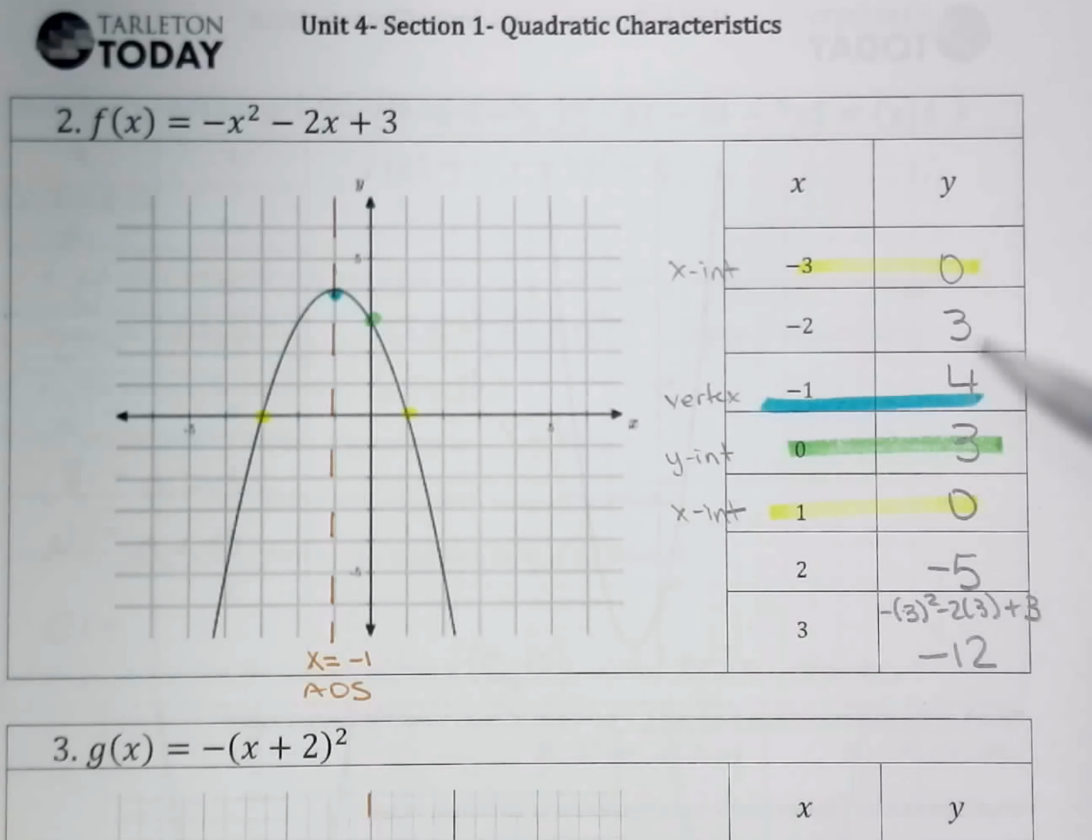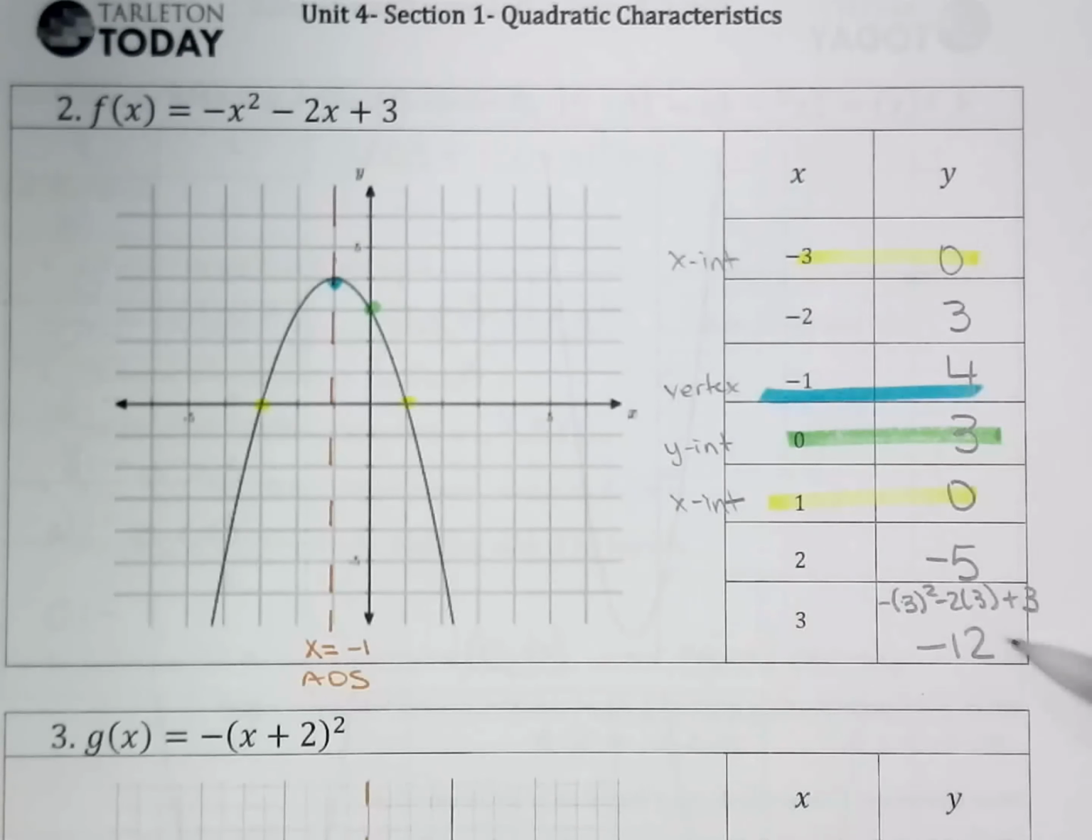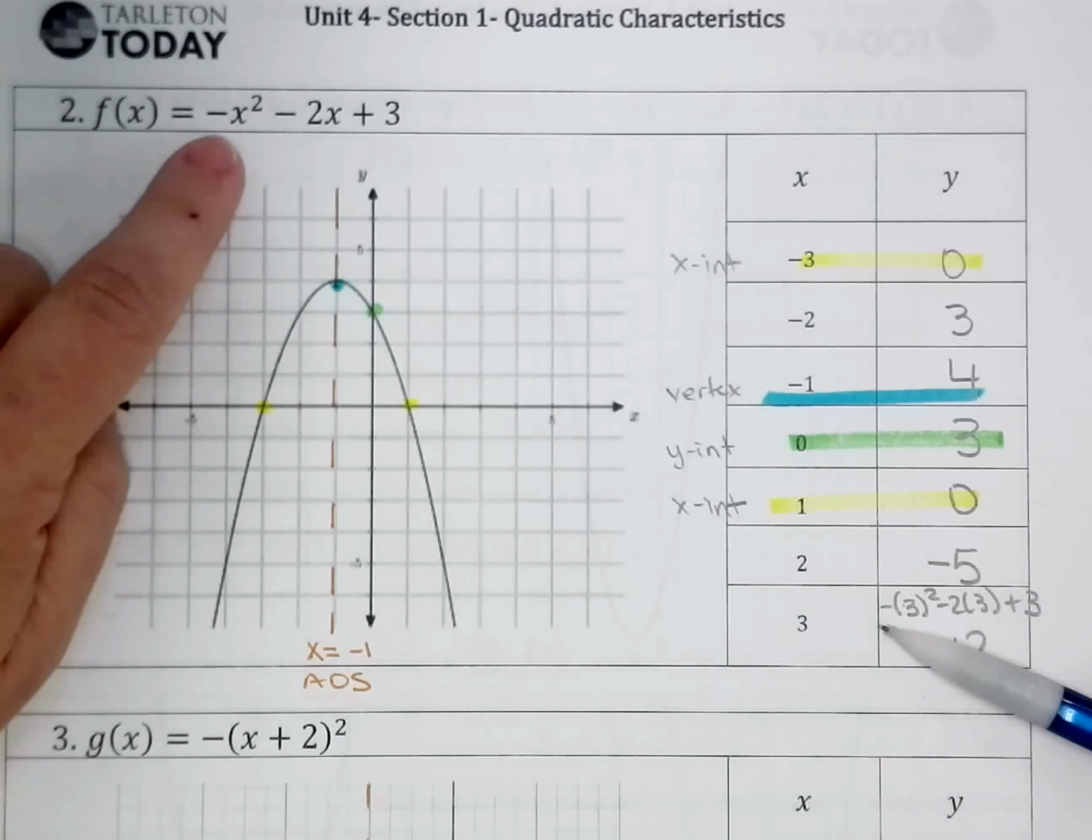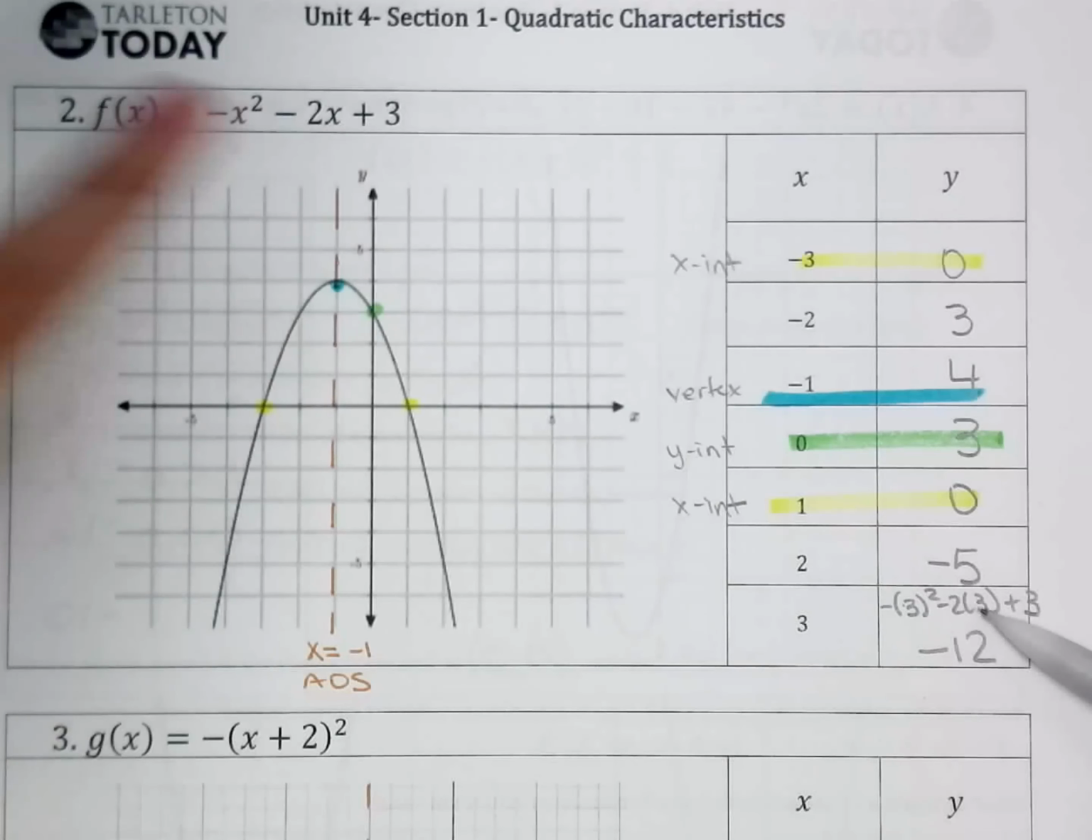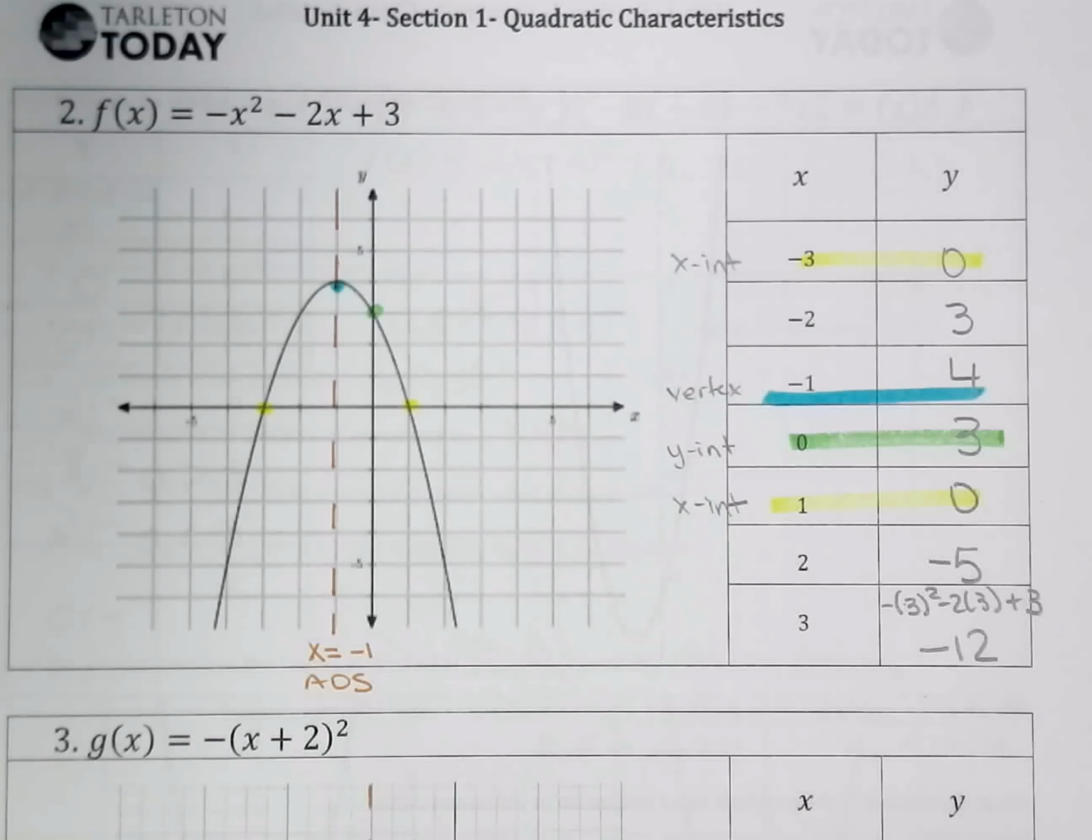What else? And I pull these points from the graph. And again, this last one, I had to substitute that in the formula. So 3 right there for x and right there for x, and then you just math it out.